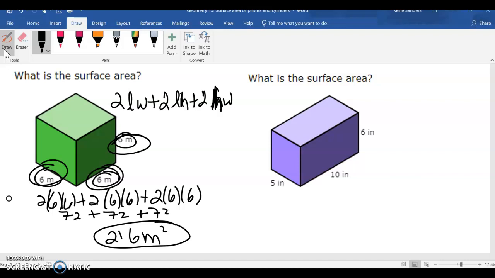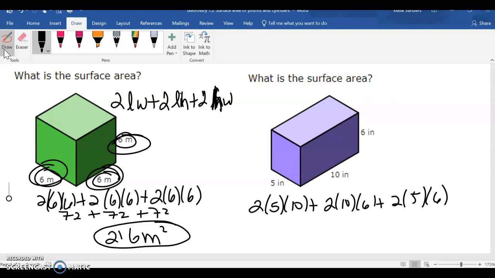Okay. 2 times 5 times 10 plus 2 times 10 times 6 plus 2 times 5 times 6. 50, 100, 60, 120, 30, 60. That's 280 inches squared.